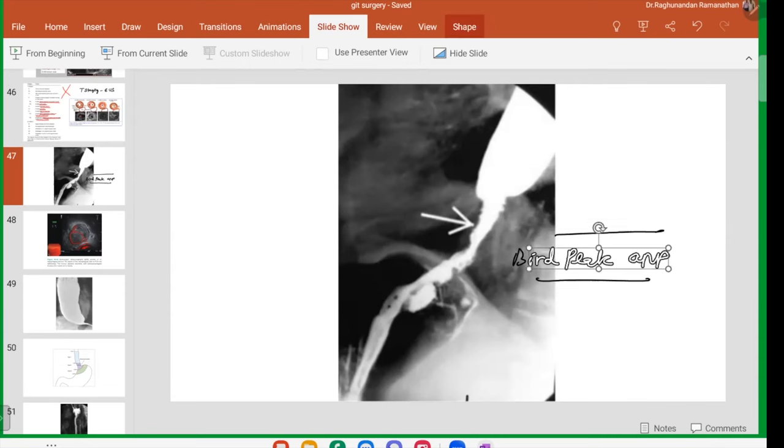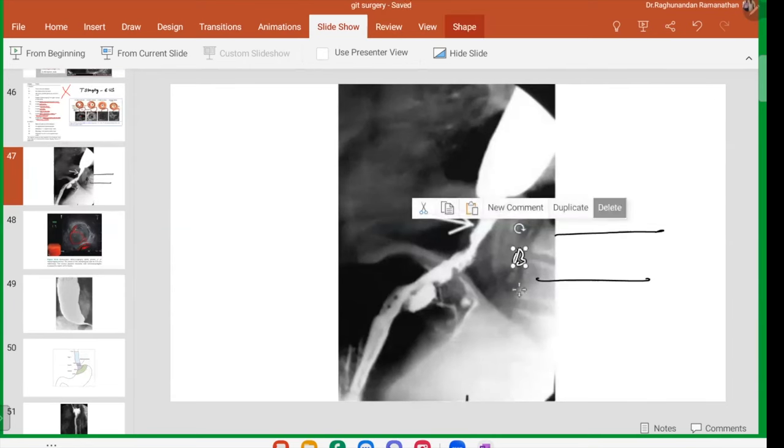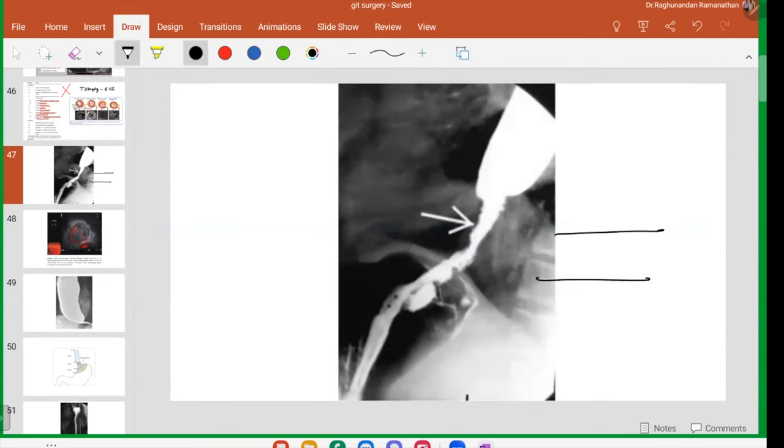That is what I was thinking, whether someone will be correcting me, but of course no one corrected me. This is actually your shouldering effect. Can you see here? There is a shouldering effect here. Shouldering effect is not seen in the bird peak appearance. Shouldering will be seen in the rat tail appearance.